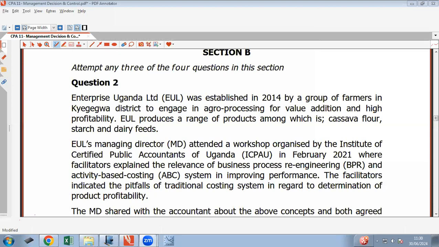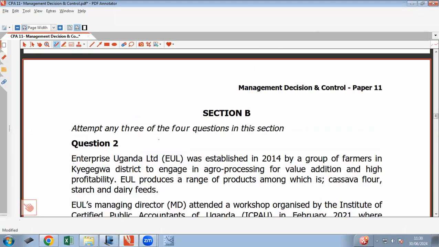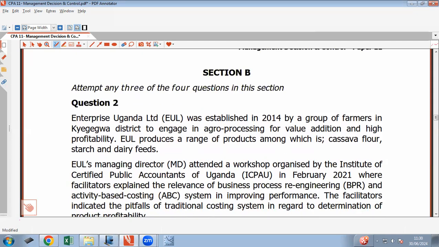Members, let us proceed. In the interest of time, let us look at the exam setting, March 2021, question 2. Are we there? March 2021, question 2. I want to see how the examiner sets. Okay, proceed.